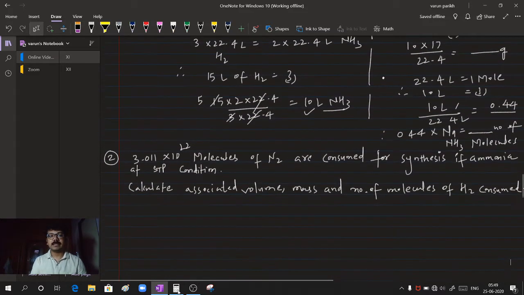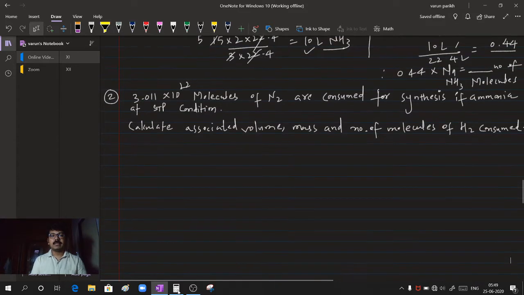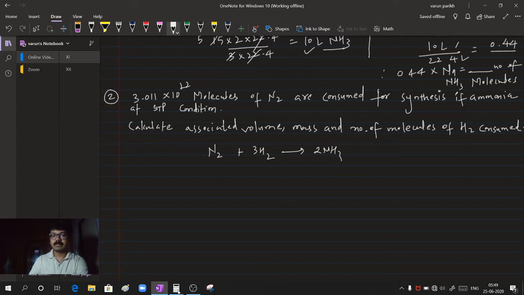Now let's come to the second. Here, rather than volume, the number of N2 molecules consumed for the same reaction is given. N2 plus 3H2 gives twice NH3. This is one of the reactions. Calculate the associated volume of H2 consumed. They are not asking about the product, but they are asking if these many molecules of N2 are consumed, then what is the volume, what is the mass, and what is the number of molecules of H2 consumed.